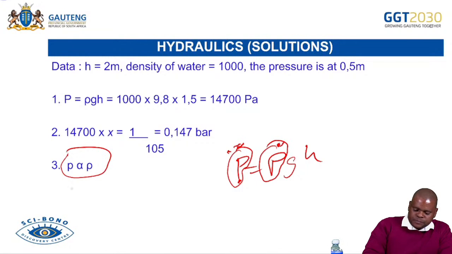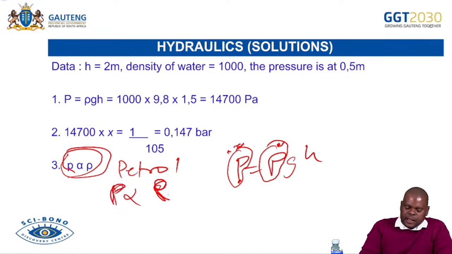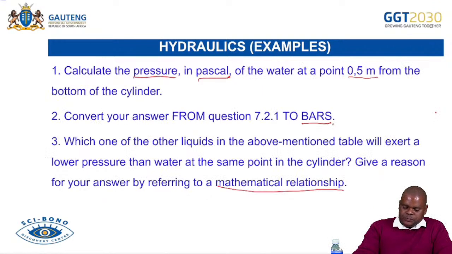That is why we have what? The answer here is going to be petrol, and the reason is that pressure is directly proportional to the density. Are we together? The reason you'll say the pressure is directly proportional to the density is that petrol has less density. From the table you can see the petrol has less density. That means it will give less pressure. Are we together?